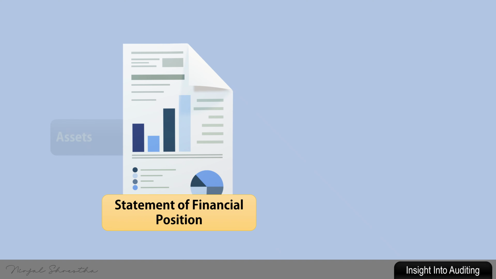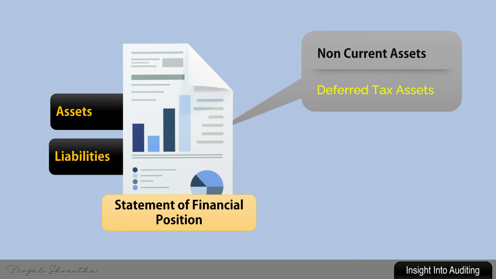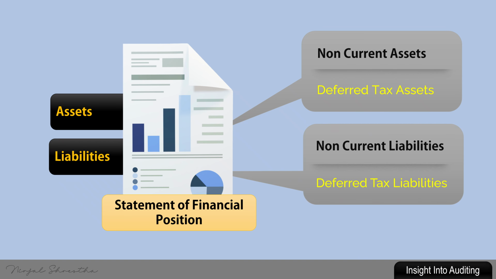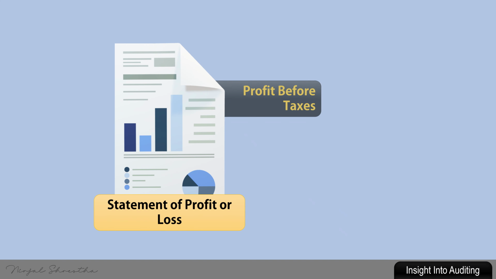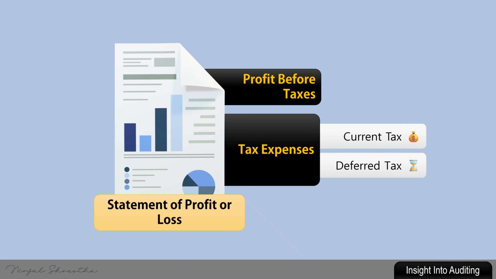On the statement of financial position, also known as balance sheet, deferred tax assets are presented as non-current assets, and deferred tax liabilities as non-current liabilities. On the income statement, the total tax expense isn't just the tax you pay today. It's the sum of your current tax plus, or minus the change in your deferred tax position for the period.